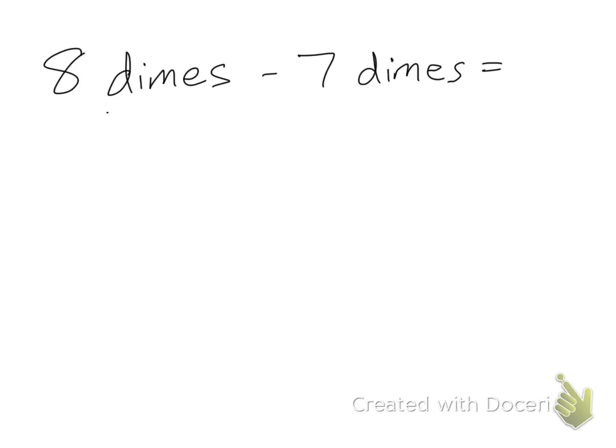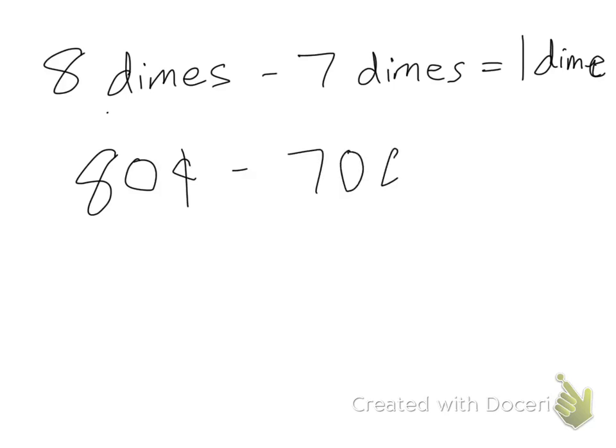Well, I know 8 minus 7 equals 1. So I'm going to have 1 dime. Okay. How much money is 8 dimes? Well, 8 dimes is 80 cents. And 7 dimes is 70 cents. And 1 dime is 10 cents. So with the knowledge we have, we found that 80 minus 70 equals 10.